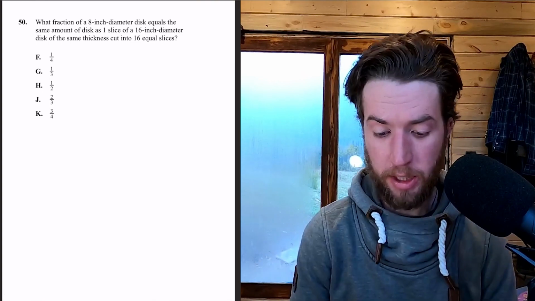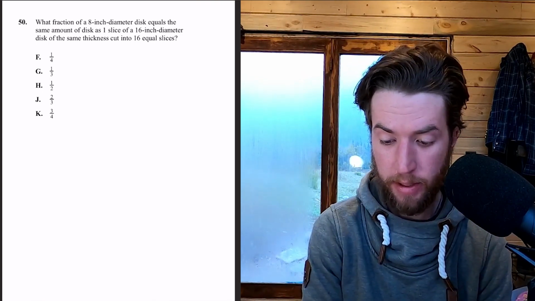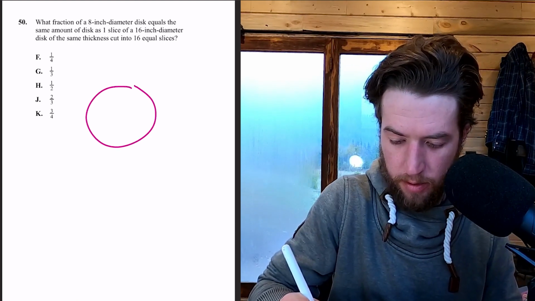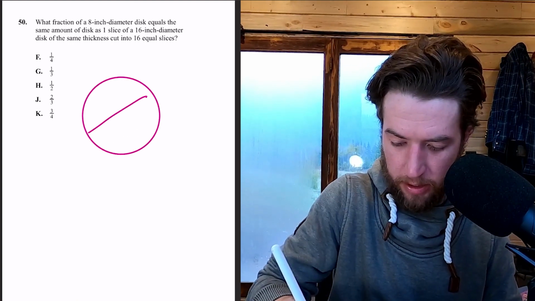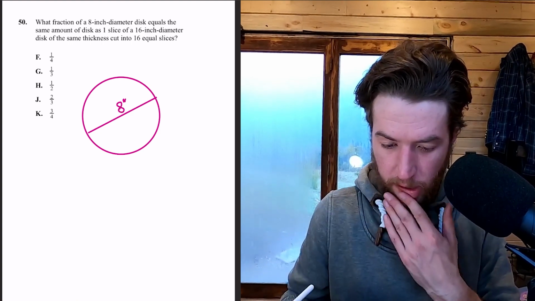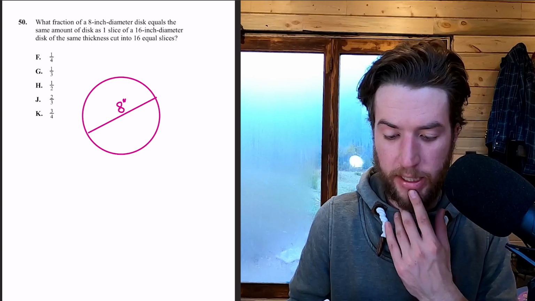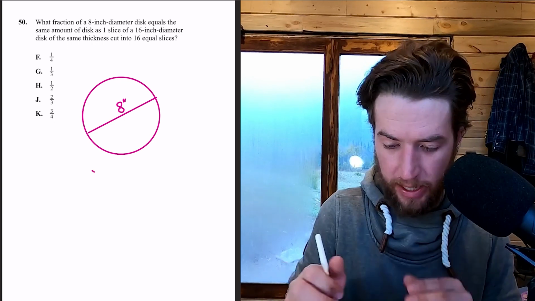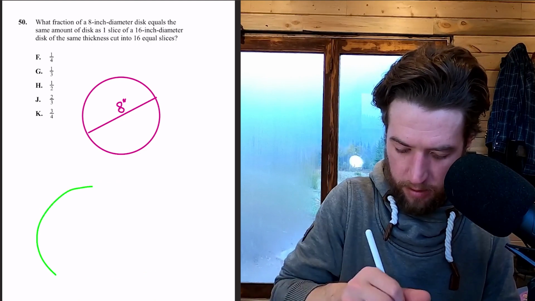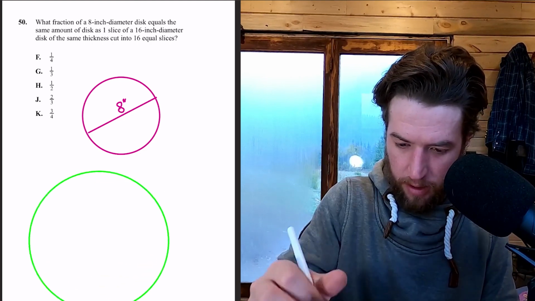What fraction of an 8-inch diameter disc equals one slice of a 16-inch diameter disc? Okay, so here we are. The diameter is 8 inches. It equals the same amount of disc as one slice of a 16-inch diameter disc. Okay, that's not a good disc. Let's try that again. So 16-inch. That works.